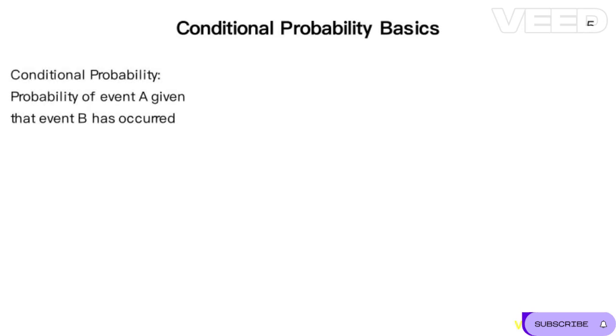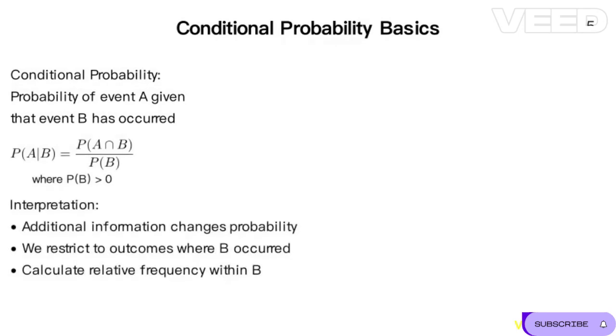Conditional probability introduces the concept of probability that changes based on additional information. It answers the question, what is the probability of event A, given that we know event B has occurred? The conditional probability formula is P of A given B equals P of A intersect B divided by P of B. This formula restricts our sample space to only those outcomes where B has occurred.